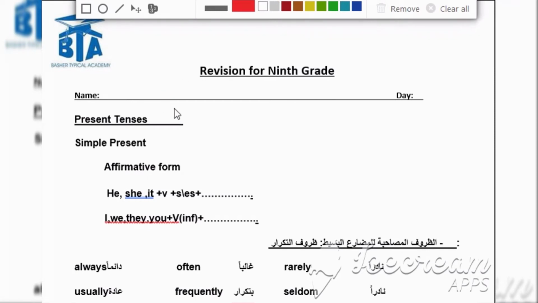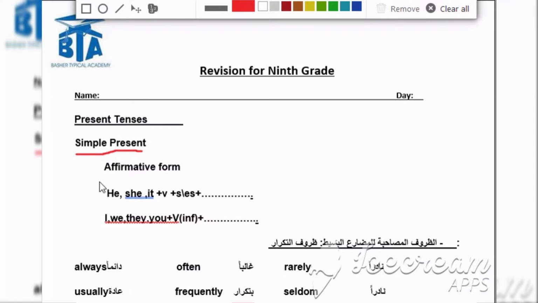Today, we're going to have a little revision about the tenses. We will start with present simple tense. What is present simple? Present simple is a verb tense that talks about regular actions, facts, and habits.